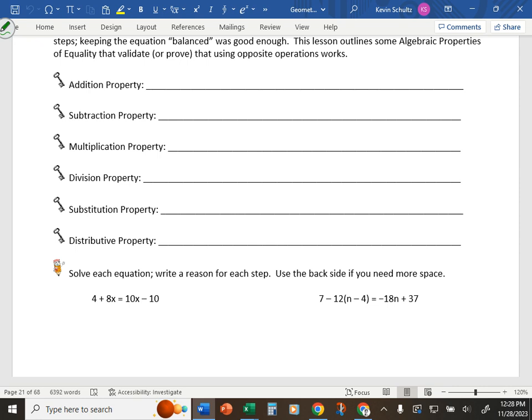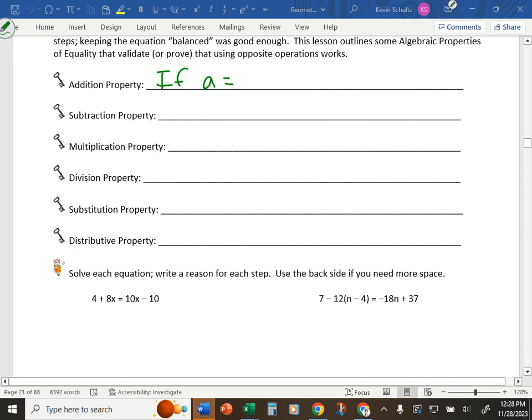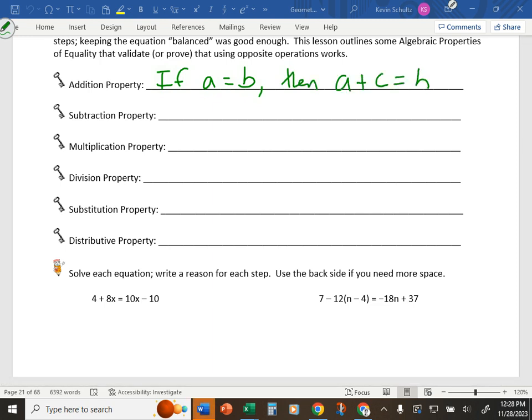The addition property is that if A equals B, then A plus C equals B plus C. Basically saying that if you have two things that are equal and you add the same value to both sides, they're still going to be equal. The addition property. The subtraction property.